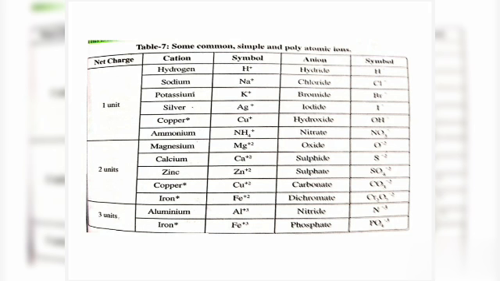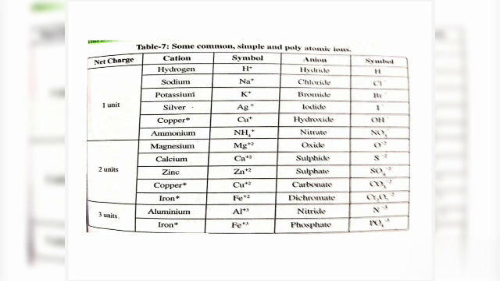Magnesium, its net charge is 2 units. Magnesium has atomic number 12: first shell 2, next shell 8, third shell 2 electrons. It is easy to lose 2 electrons rather than gain 6, so it loses its 2 electrons and Mg2+ will form. Oxygen takes 2 electrons, so O2- will form.